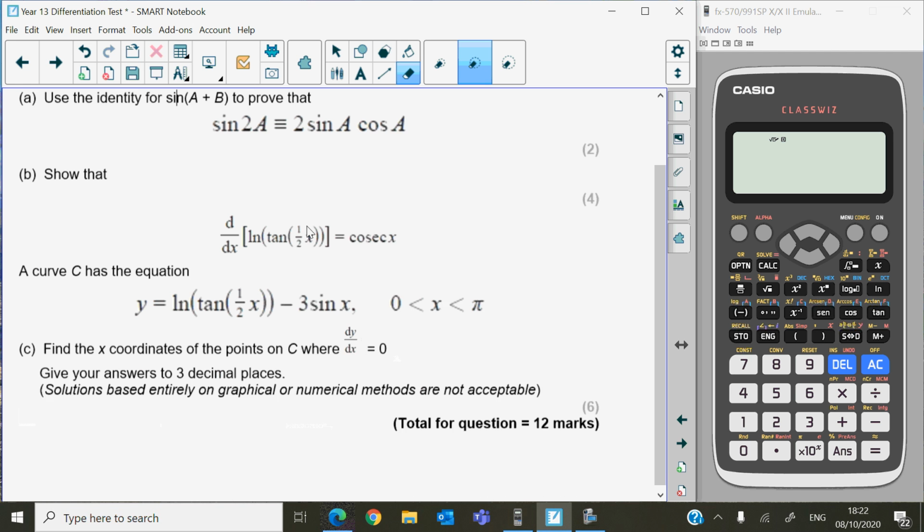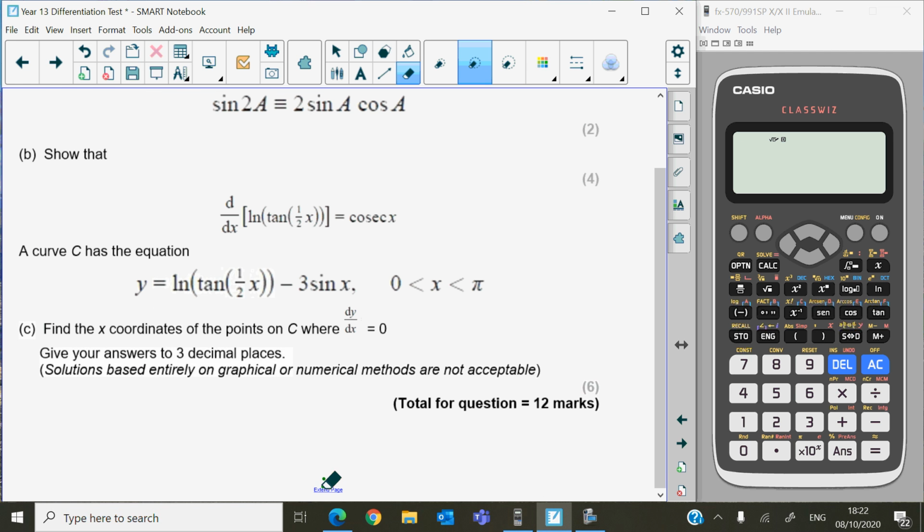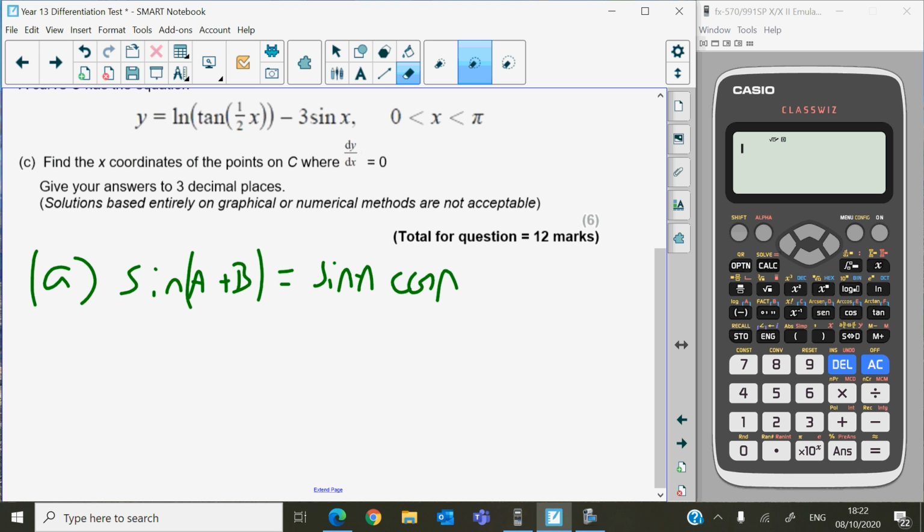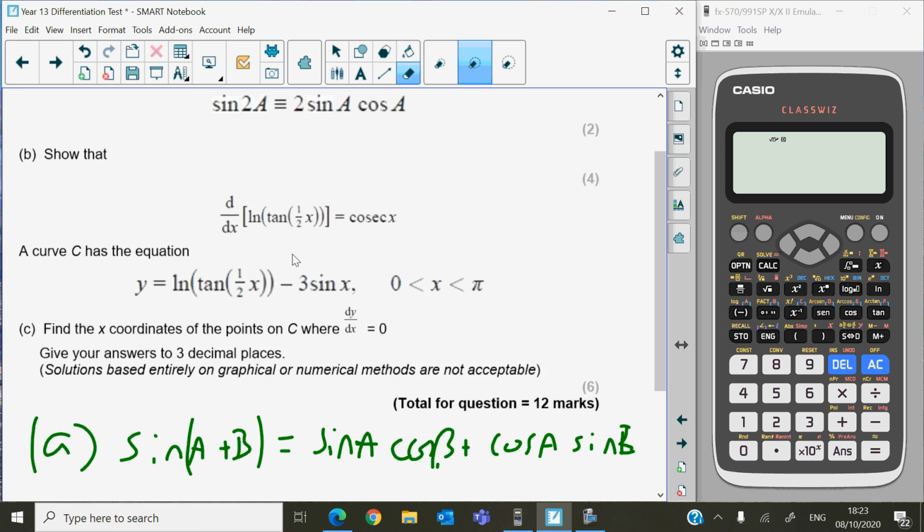So when I get onto that bit, which is part A, there we go, try that again. Sine A plus B is equal to sine A cos B plus cos A sine B. Okay, so we've now got the setup there. However, we're looking at sine 2A.